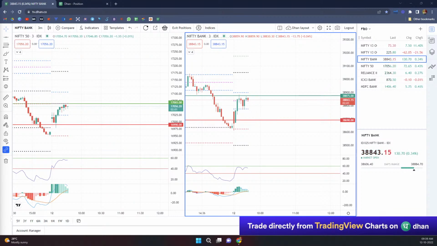The strike prices we have chosen are 16,950 CE and 17,150 PE. If any one of these strikes crosses 185, the algo will buy it.